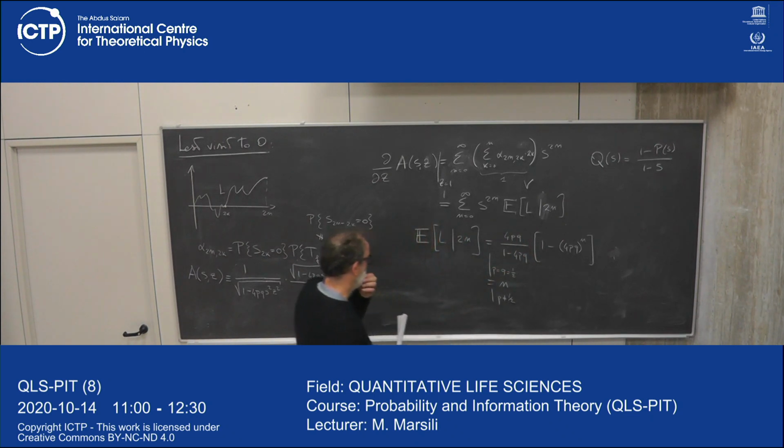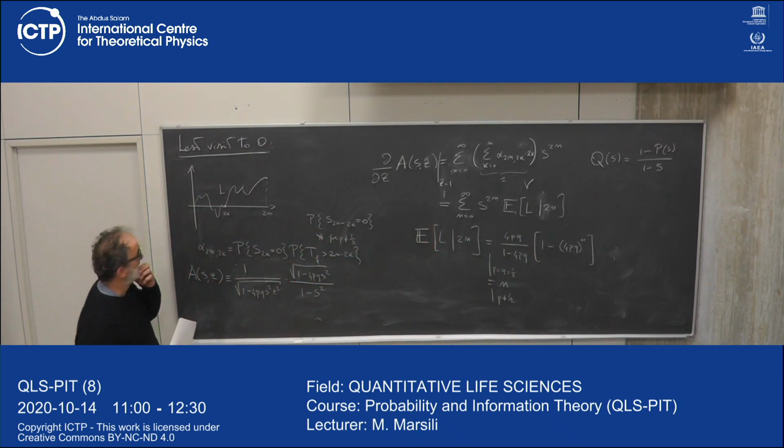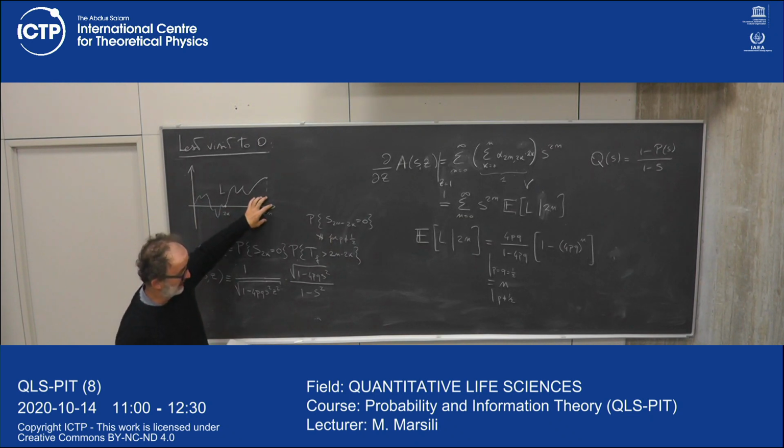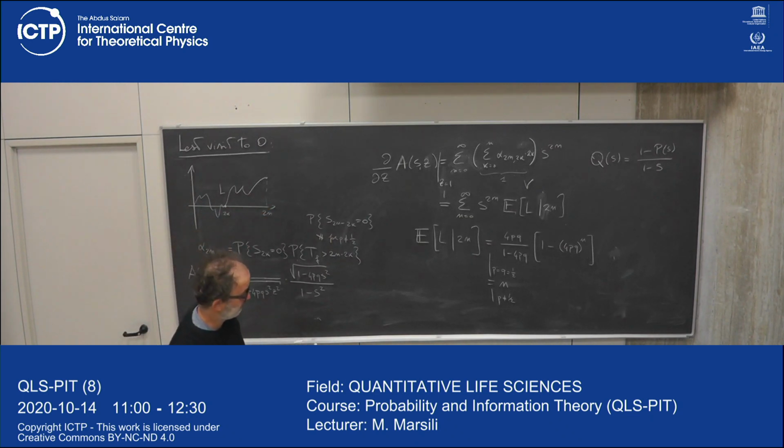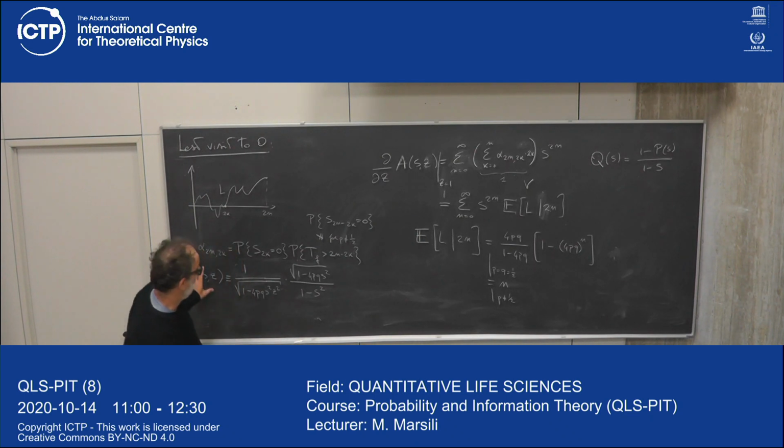So for p different from 1/2, you expect that the last visit to the origin will be close to the origin. This is very different from what happens when p equals 1/2, where the last visit was as likely to be close to the origin as close to the end, as we saw by the arc sine law.